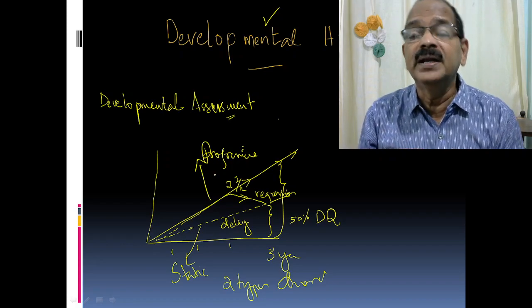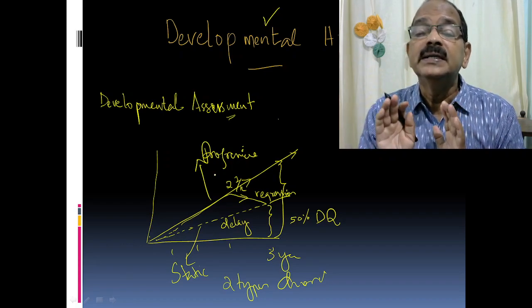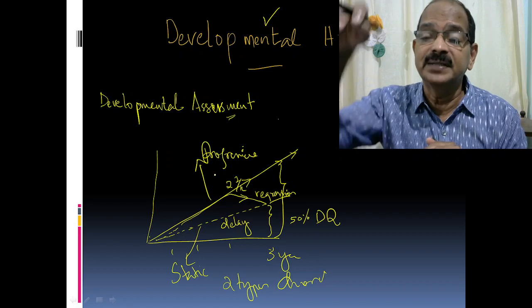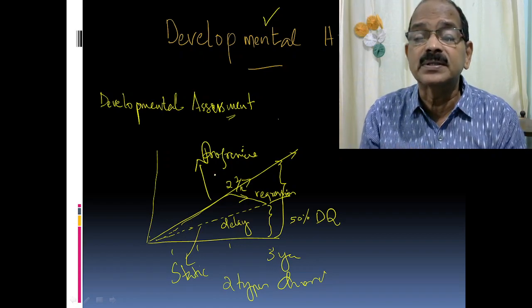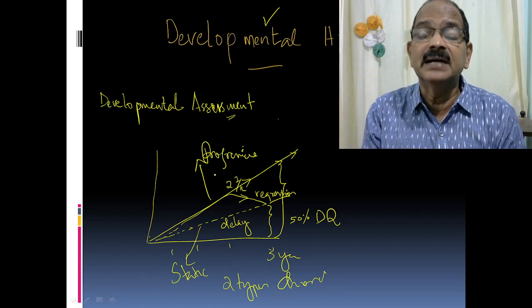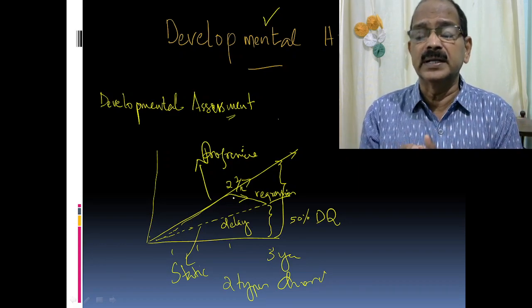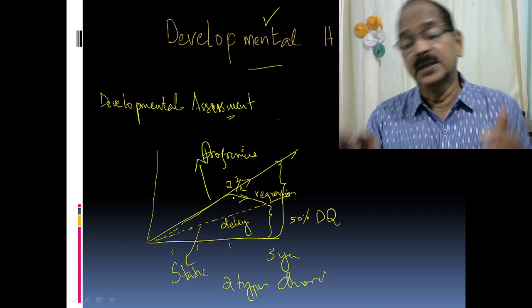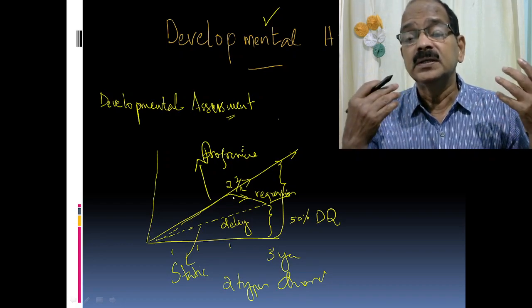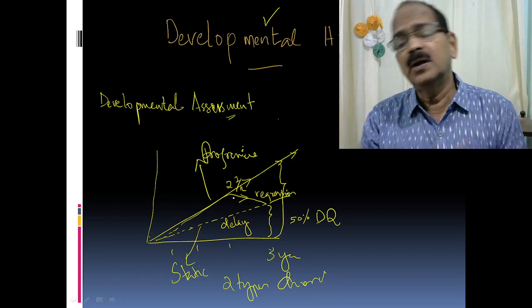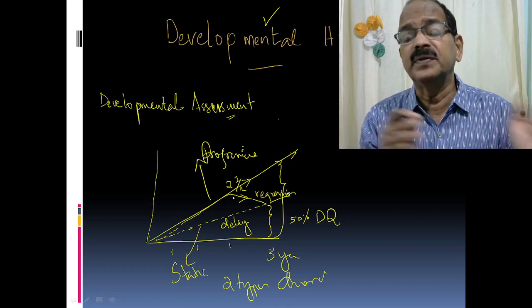And what will happen? From that point onwards, the drop starts. He goes down in the achieved milestones. So that's a classical example of regression. There are many neuroregressive disorders. There are peripheral disorders, there are central disorders, many biochemical disorders which we learn.